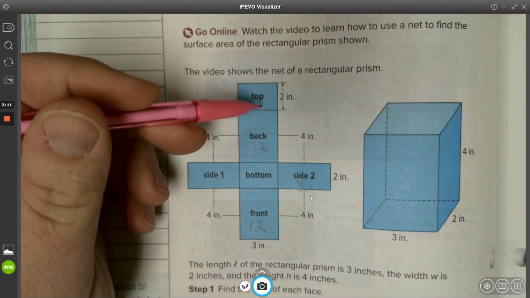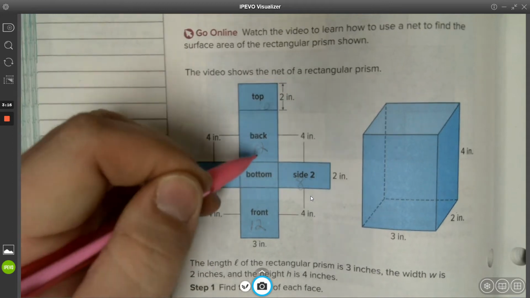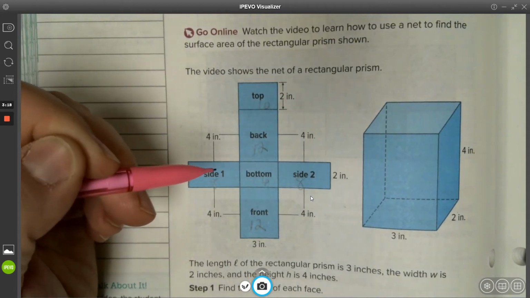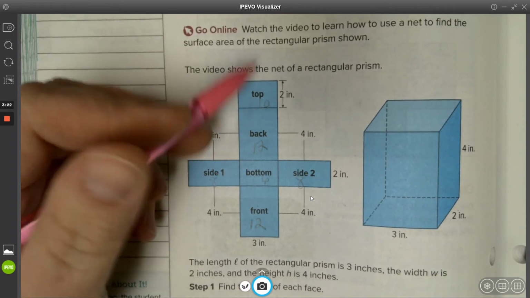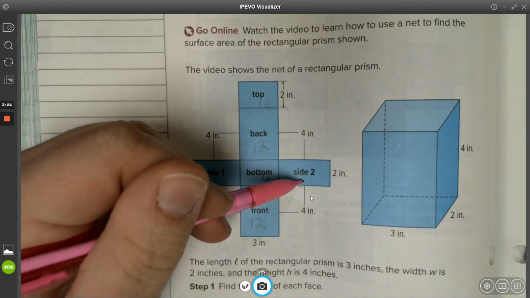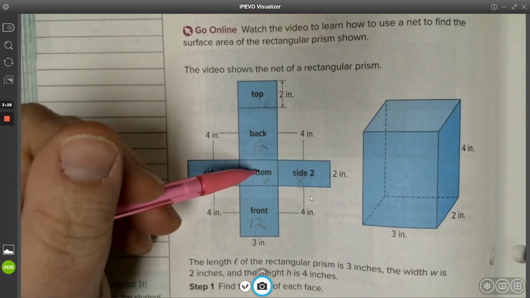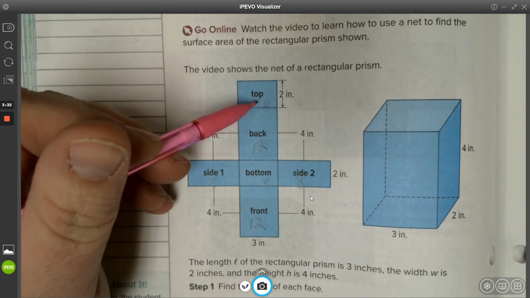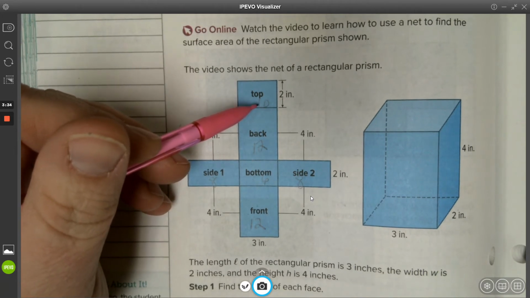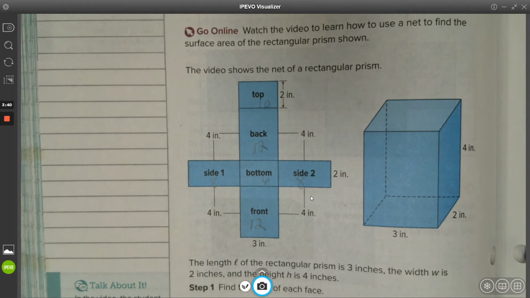Then we have our top and our bottom, and that's 3 inches by 2 inches, which is 6, and another 6 here. Now, what you would do then is add this all together. 12 plus 8 is 20. 12 plus 8 is another 20, so we have 40, 46, and then add our another 6 on there to get 52. So that's how we could find a total of all of the faces.